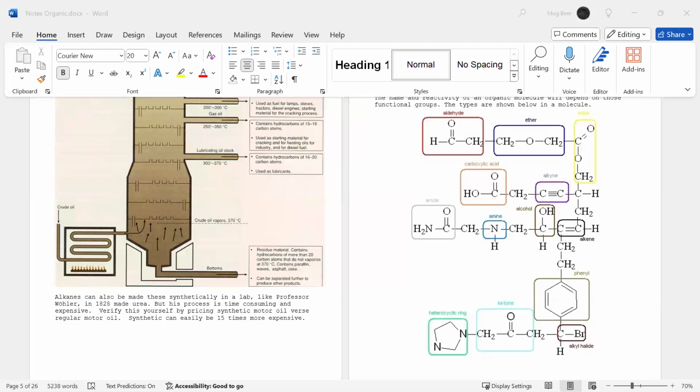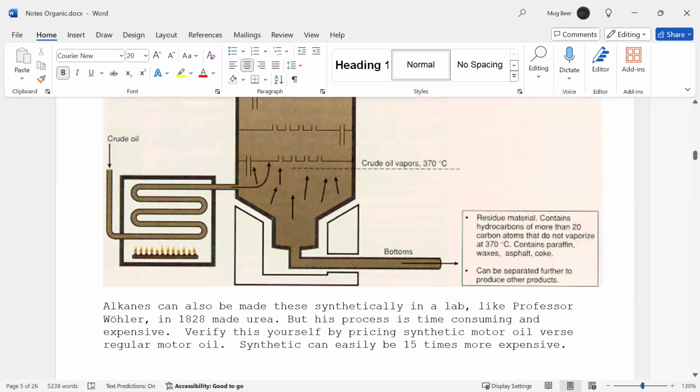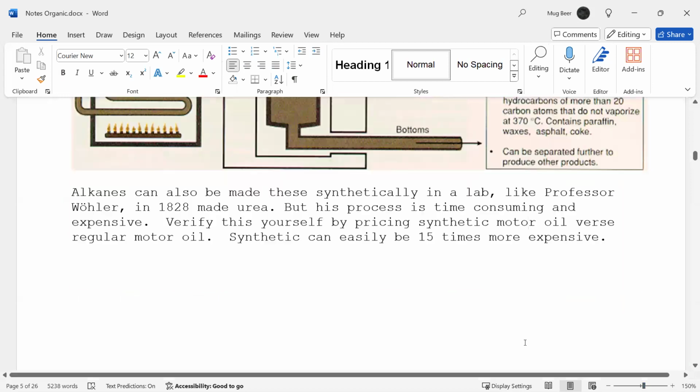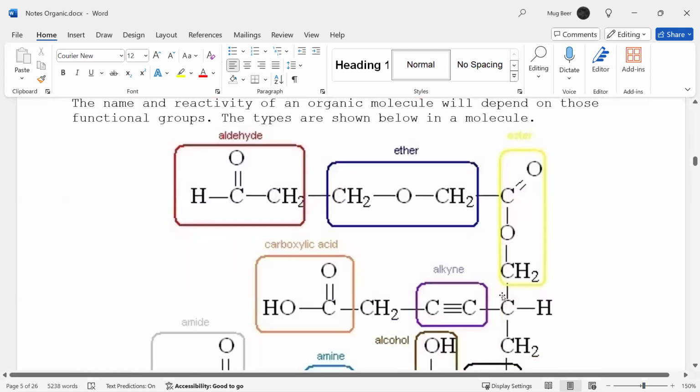All right, so these functional groups, this is what we have over here, all these guys. And we'll just zoom in on them one at a time. All right, so the first one of these functional groups is called an aldehyde.